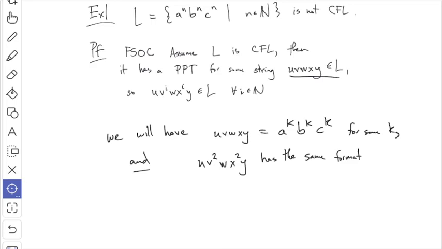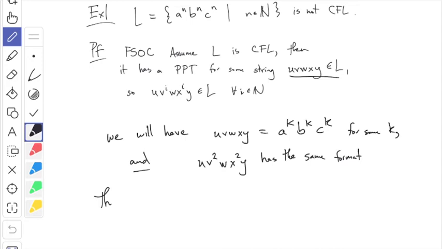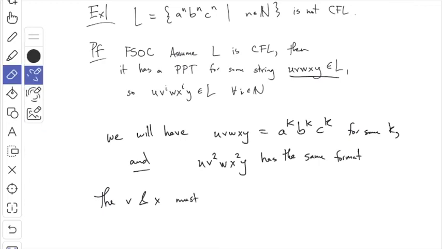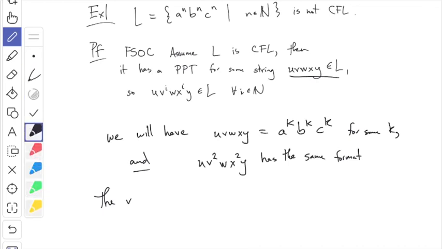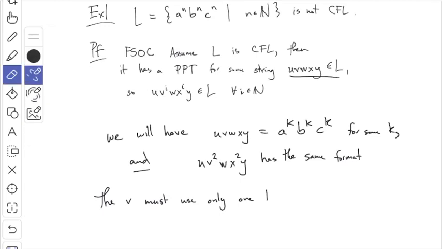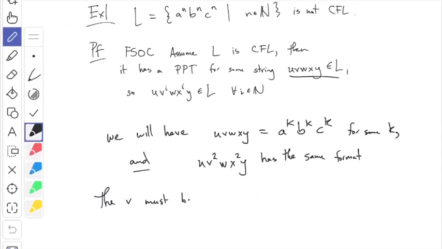All right. So first thing I'll say is that the v, and in fact the x also, must... I'll just say this about the v. The same is true of the x, but it doesn't matter. The v must use only one letter. I mean, only all a's or all b's. When I say only one letter, that's not exactly what I mean, but the v must. I'll just write like I said: must be all a's or all b's or all c's.